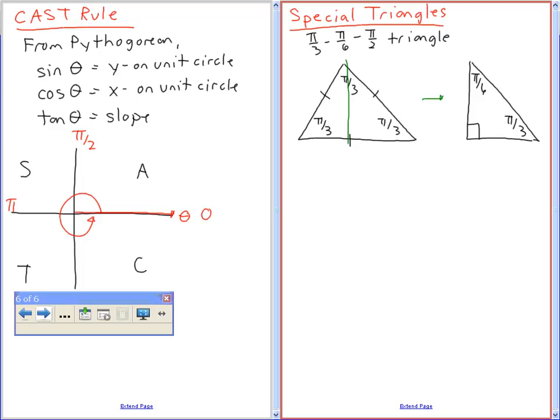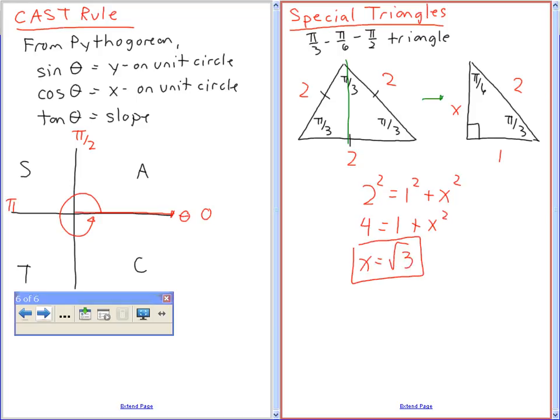Okay, so what I'm going to do is I'm going to start off with every side as 2. Why might it make sense on my original triangle that every side was 2? So I'm going to say 2 squared equals 1 squared plus x squared. 4 equals 1 plus x squared. x equals root 3. And there's your triangle.